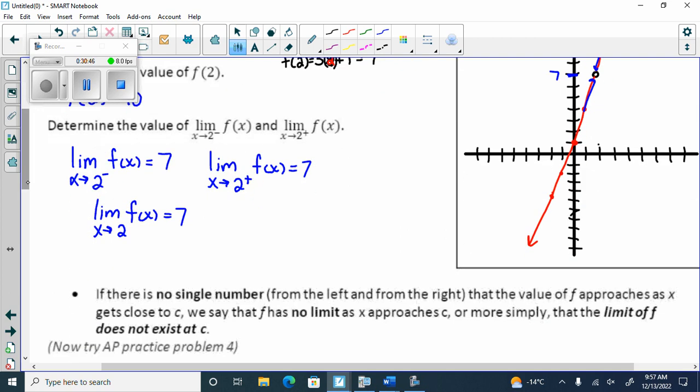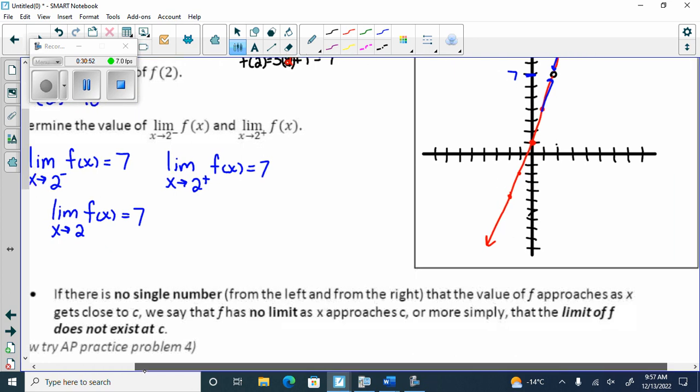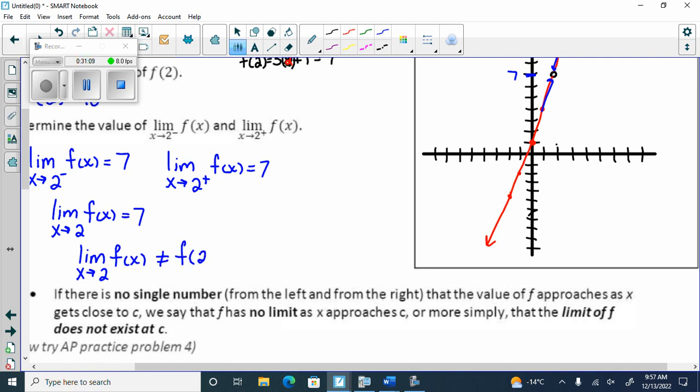Can we say this graph is continuous? First off, it doesn't look very continuous, right? But what we can say is, yeah, that's just a caveat. So we can say that the limit as x approaches 2 of f of x does not equal f of 2. Therefore, the graph of f of x is not continuous.